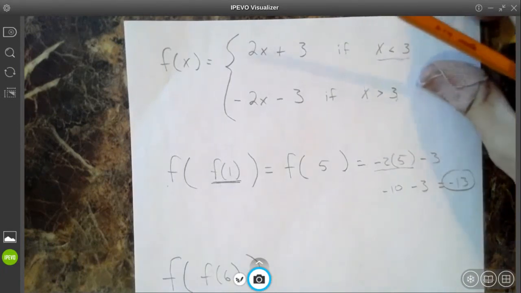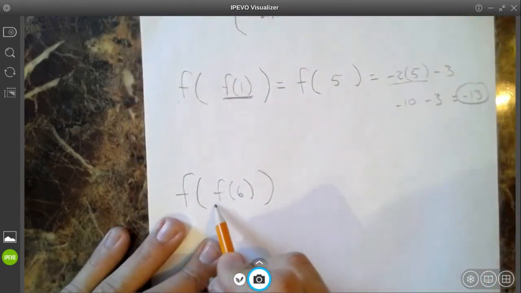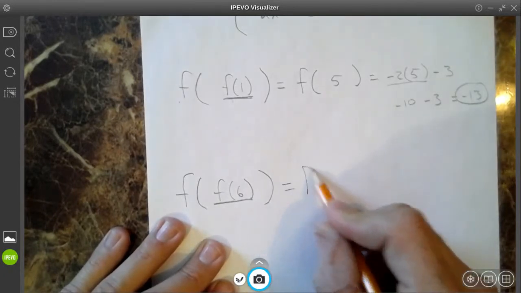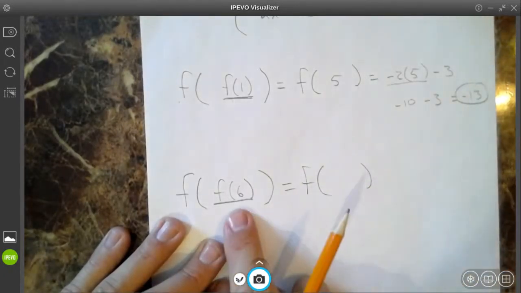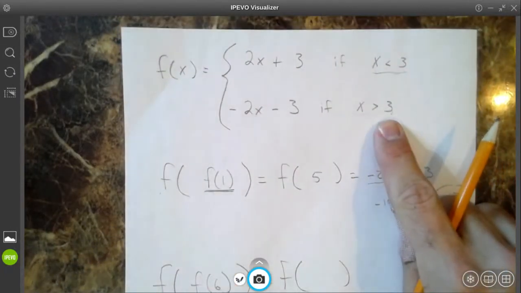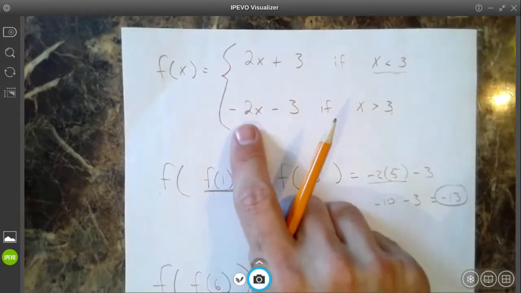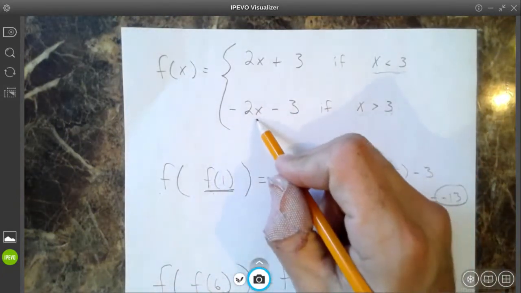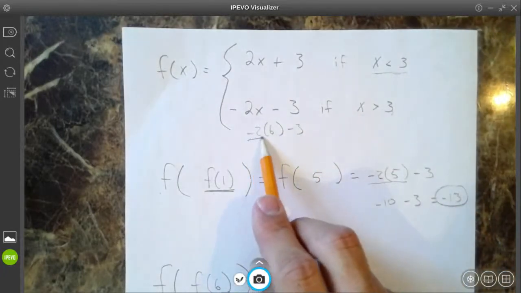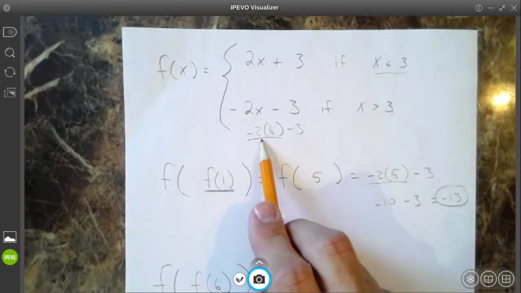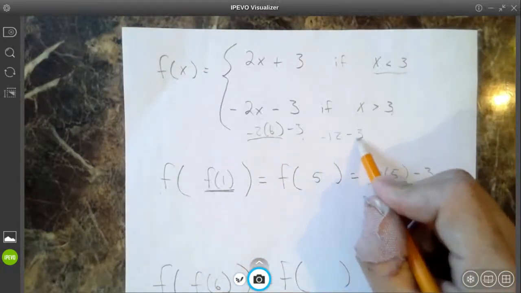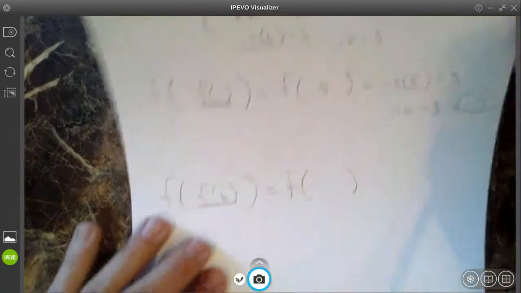Cool. Let me do one more for you. f of f of 6. So I'm going to find f of 6 first. f of 6 is in this category, it's greater than 3. So -2 times 6 is equal to -12. And then -12 minus 3, that's -15.